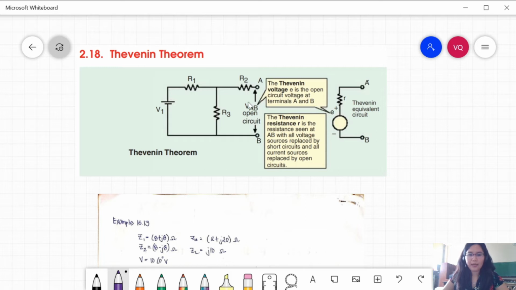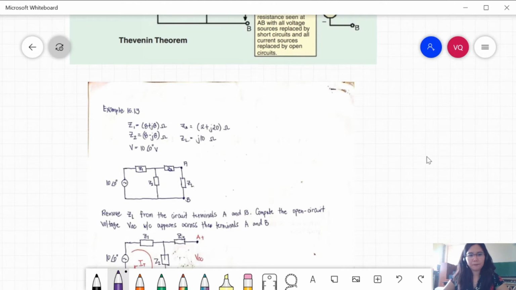After solving ZTH, you are now ready to solve for the current flowing in this terminal, IL. For IL, it is simple Ohm's law: IL will be equal to VTH divided by ZTH plus ZL. Okay, so we will demonstrate an example.